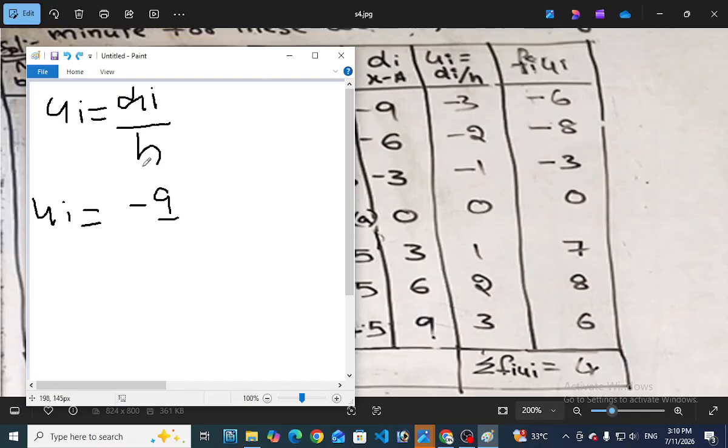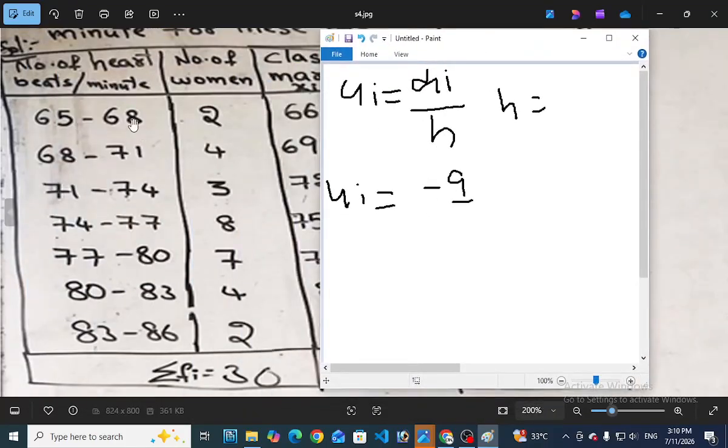Before going to find it, what is the height of the class? Please check here. The height of the class is the difference between the lower and upper boundaries. If you observe all the upper and lower boundaries, the common difference is 3. For the first class, 68 minus 65 is equal to 3, the height of the class, meaning the class difference. Like that, 71 minus 68, 3 is the class difference. 74 minus 71, 3 is the class difference.